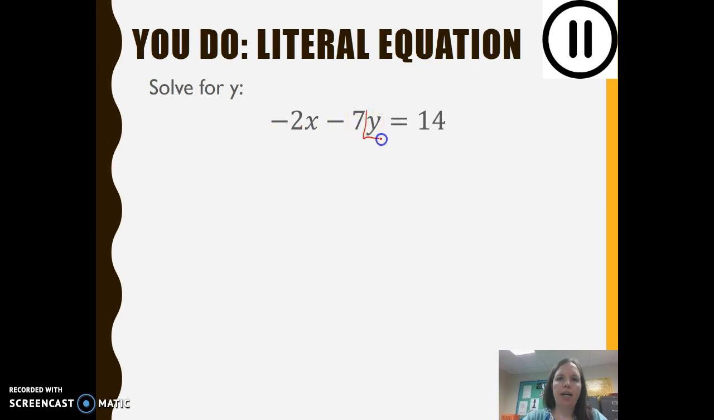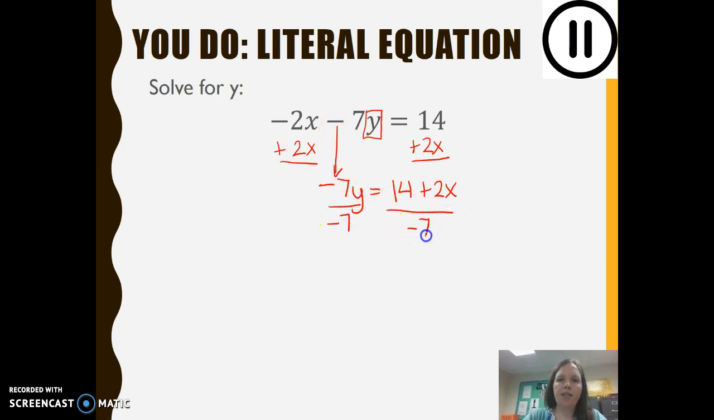Again, we're trying to get y alone. So we're going to add 2x to both sides. We're going to get rid of 2x first. So left with negative 7y equals 14 plus 2x. Make sure you bring the minus sign down. We're going to divide both sides by negative 7.